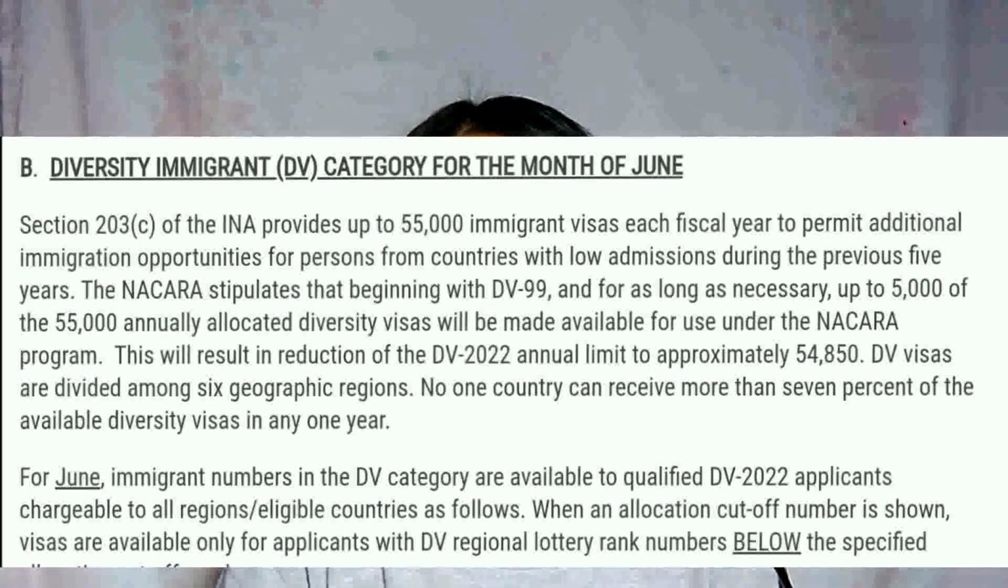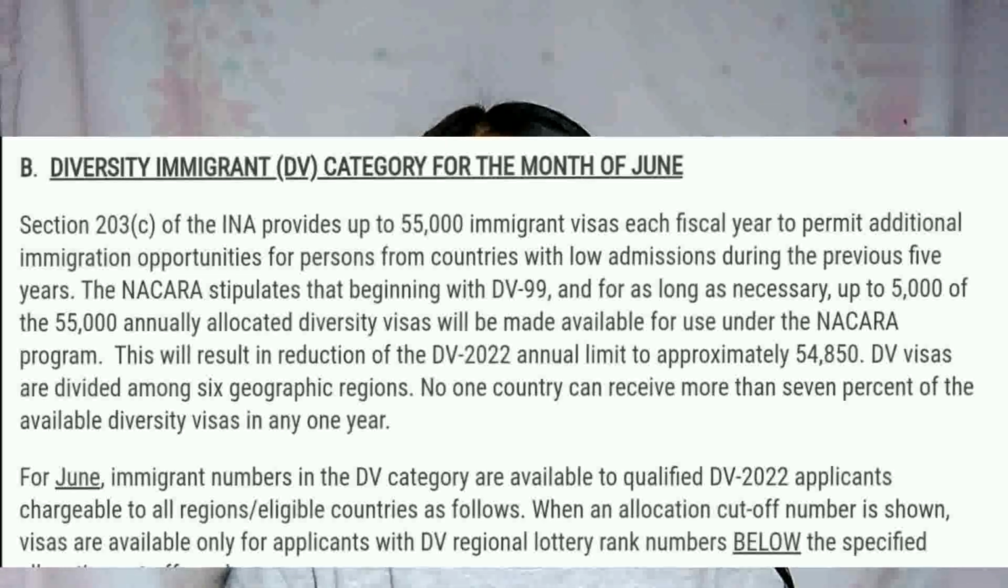This will result in reduction of the DV-22 annual limit to approximately 54,850. DV visas are divided among 6 geographic regions. No one country can receive more than 7% of the available diversity visas in any 1 year.